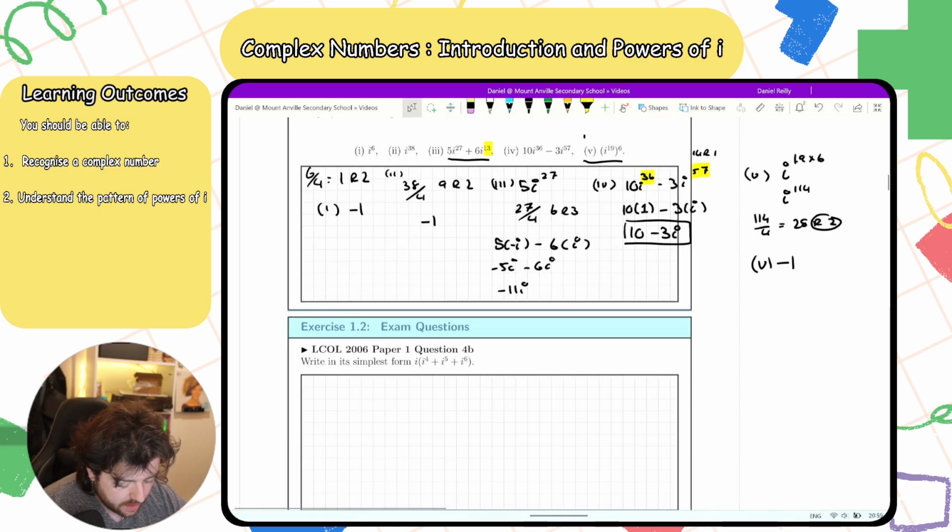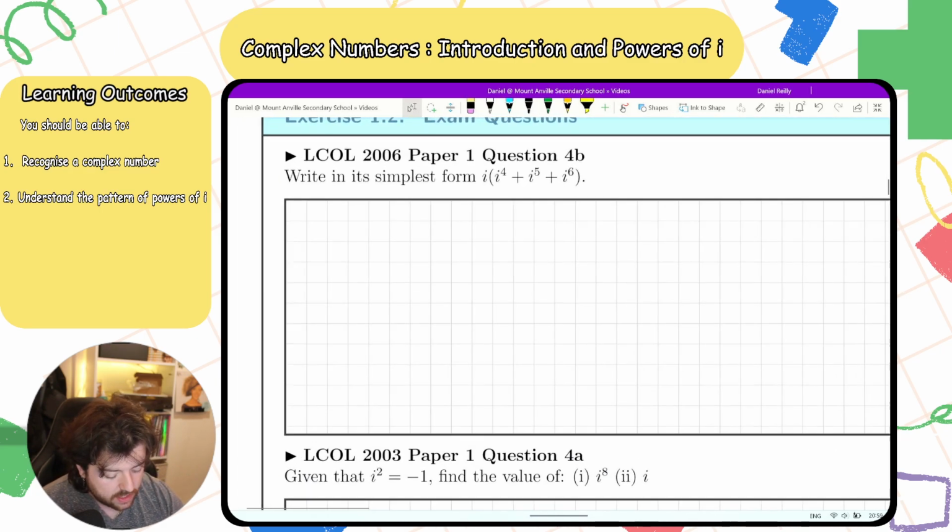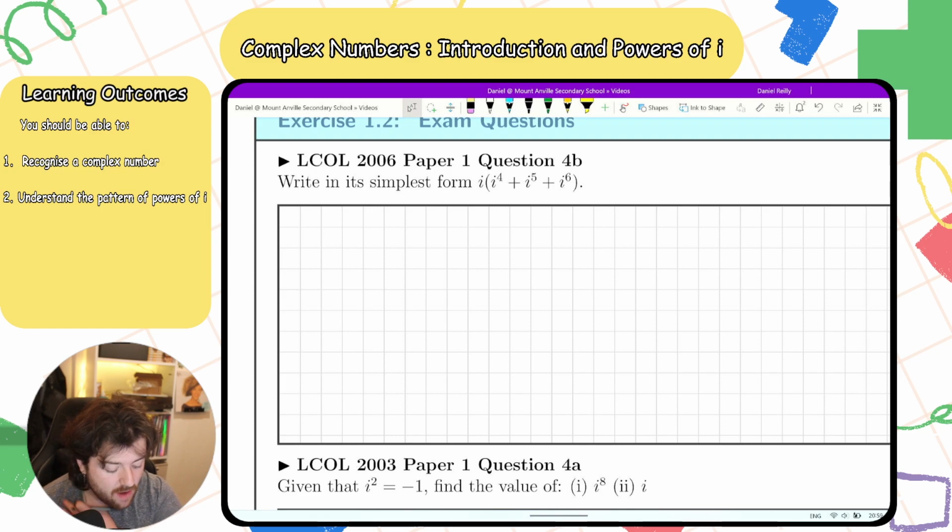Right, okay. Let's look at some Leaving Cert Higher Level questions now. So this is from the 2016 paper. Write in the simplest form: I times I to the power of 4 plus I to the power of 5 plus I to the power of 6. So we can just simplify in here. Or I know it's going to be I to the power of 5. So I'm multiplying this I in. Plus I to the power of 6. Plus I to the power of 7.